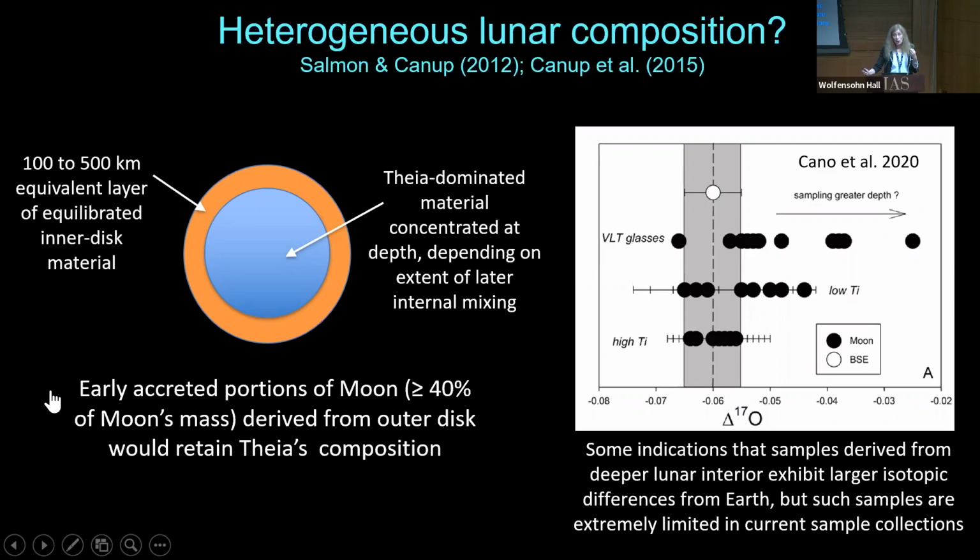And indeed, there are some hints that as you look, for example, at Cap Delta 17O, the samples that we think are sampling greater depth are more different from the Earth. The challenge here is we really have very few samples that are sampling the moon at depth. Almost all the samples are from the upper crust. And so there's very little data here.